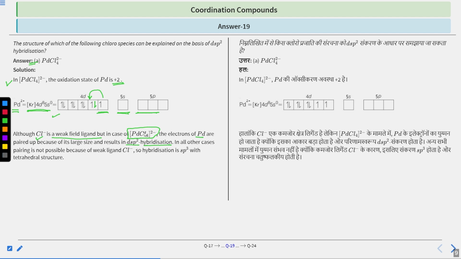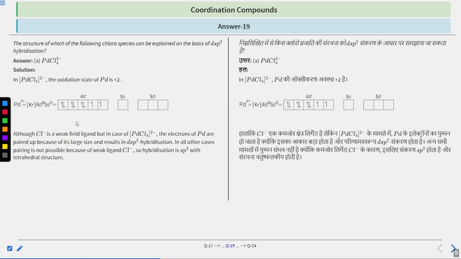In all the other cases, pairing is not possible because chlorine is a weak field ligand. So the hybridization will remain sp3 with a tetrahedral structure, which is associated with sp3 hybridization in all other cases. But in the case of [PdCl4]2-, it is an exception. Due to the large size of palladium, the unpaired electrons get paired up, even in the presence of Cl-, which is a weak field ligand, and it shows dsp2 hybridization. The question asked which structure can be explained on the basis of dsp2 hybridization. So Pd, that is [PdCl4]2-, is the answer. Thus option A is the correct answer.